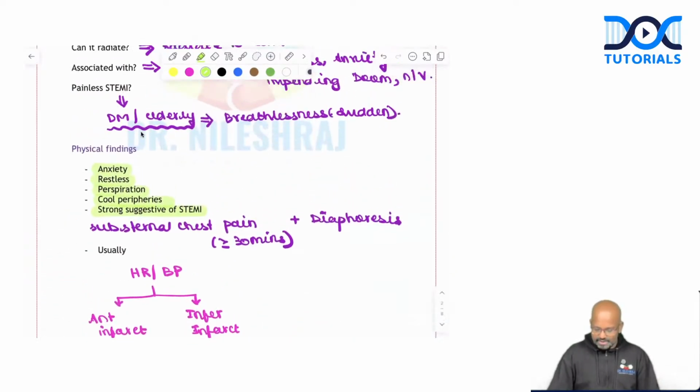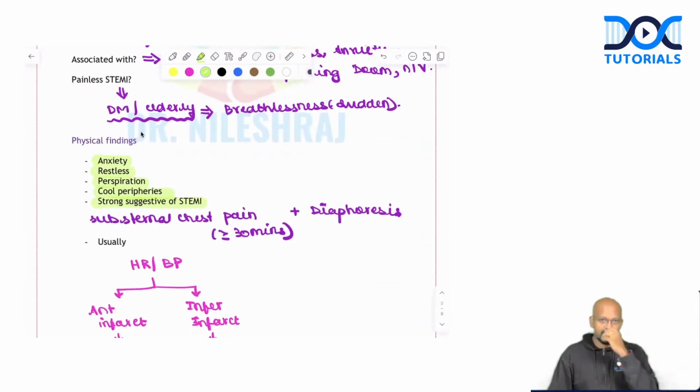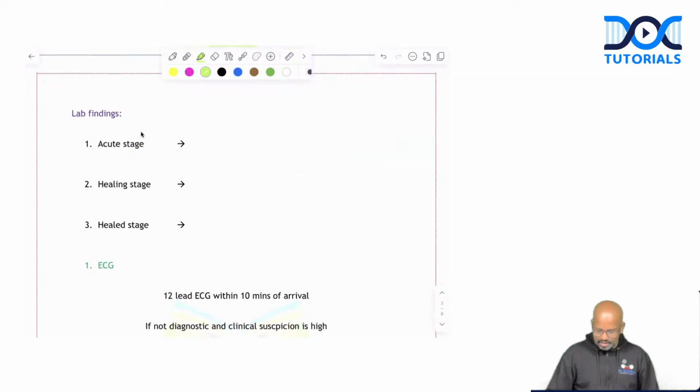Okay, so these are the two major concepts of physical findings, guys: substernal chest pain, diaphoresis, and based on the heart rate and blood pressure, we could narrow down the location or the artery which is getting blocked. Now we'll look into the lab findings, guys. What are the different investigations which we have to do if we suspect there is myocardial infarction?